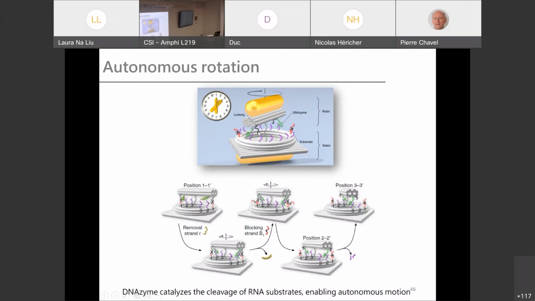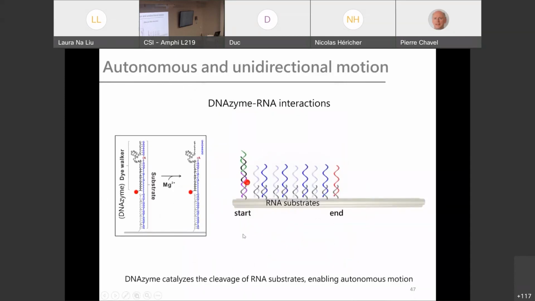So what it does is that I have these DNA enzymes as feet in green color. Along the ring track, I have the purple strands. They are RNA strands. They are called substrates. So then here, what it does is that the DNA enzyme strand can cut the RNA strand so that it can initiate the rotation autonomously. I have the animation for you.